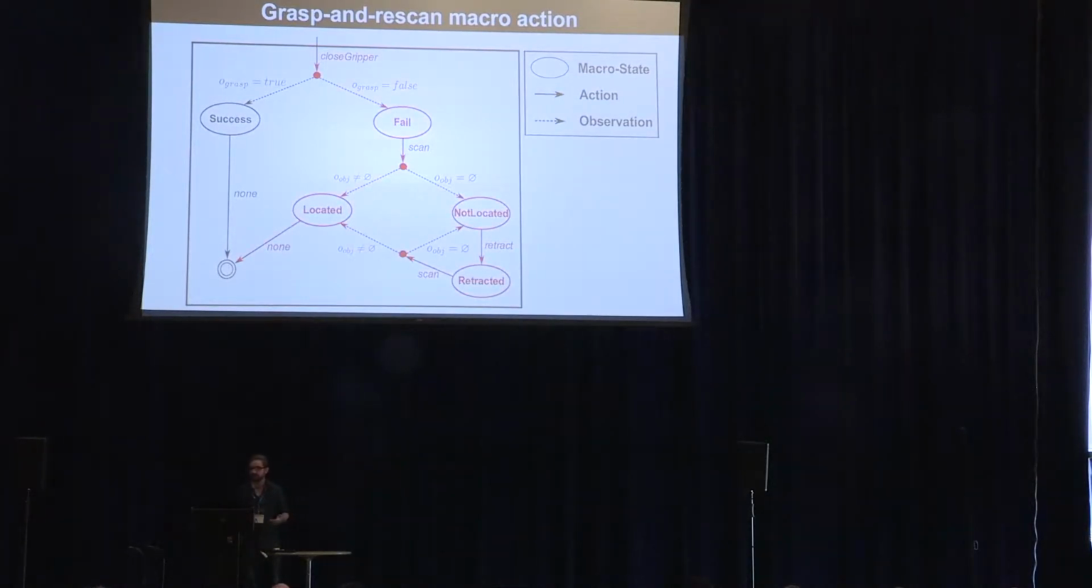So if a grasp fails, the robot immediately executes a scan action, and then similarly to the previous macro action, if the robot doesn't see the cup, it performs another retract action to get to a configuration for which the table is occlusion-free.